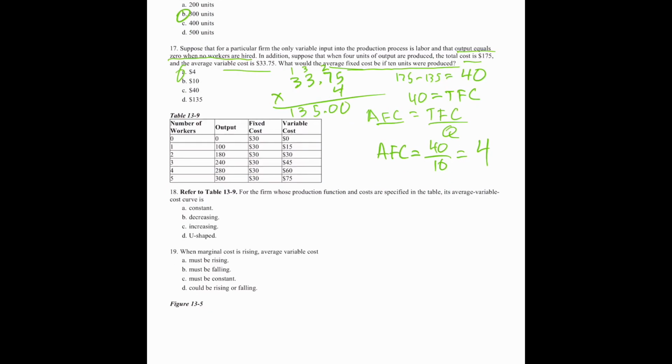For the firm whose production function and costs are specified in the table, its average variable cost curve is. What's happening to our variable costs? They go up by 15, and then 15, and then 15, and then 15, and then 15. So the average variable cost curve is 0 divided by 0. 15 divided by 1 is just 15, 30 divided by 2 is just 15, 45 divided by 3 is just 15. Since the variable costs are always going up by 15, we know that our average variable cost curve is actually constant.